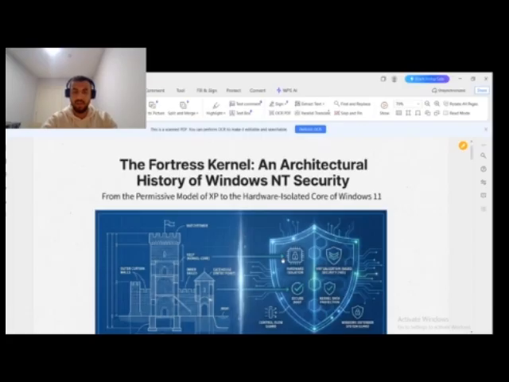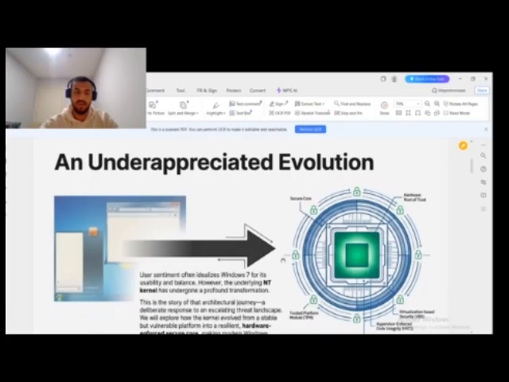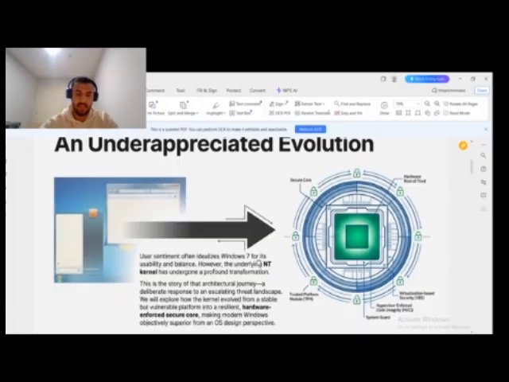Actually, we will talk about Windows XP until Windows 11. We will explore the evolution of the Windows NT kernel from its earliest version to the modern version, the hardware-isolated core of Windows 11. The evolution is a story of deliberate response to an accelerating threat landscape.